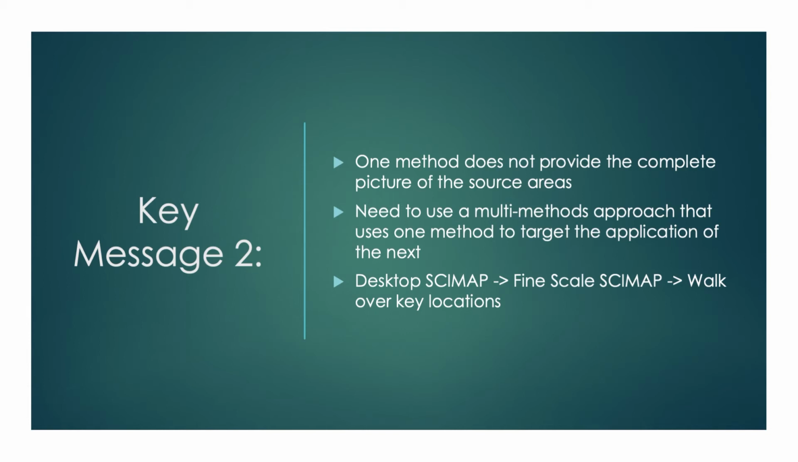And what I'd recommend is using desktop SCIMAP at the scale of the full catchment, the full River Eden in our context here, to identify subcatchments which are of highest risk. Second, to then use a fine scale SCIMAP driven by the LiDAR data or drone mapping to get that detail within that small area, and combine that with the walkover surveys at that point to get to the key critical source areas within those catchments.